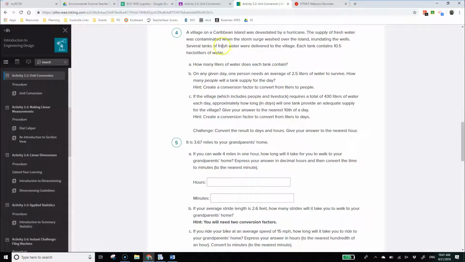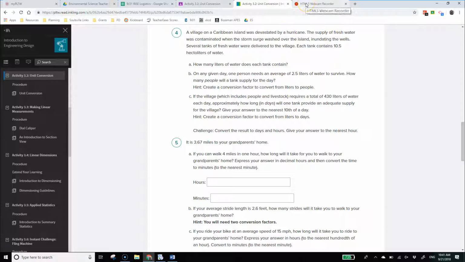Number 4 said a village on a Caribbean island was devastated by a hurricane. The supply of fresh water was contaminated when the storm surge washed over the island. Several tanks of fresh water were delivered to the village. Each tank contained 10.5 hectoliters of water.